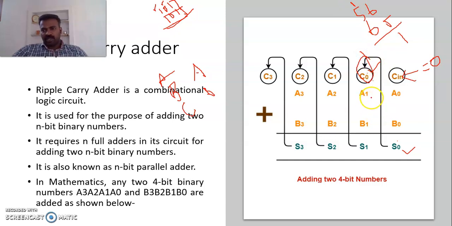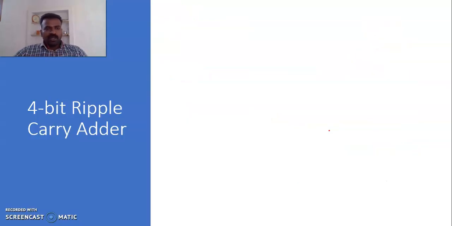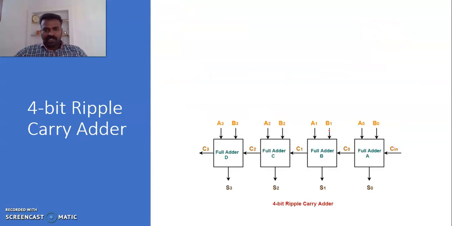Okay, same concept. Then add this A1, B1, S1 sum will come, carry C1 will be forwarded. Then A2, B2, S2 will come and C2 will be forwarded. And A3, B3, S3 will come and C3 will be forwarded. This is the way we are going to add in ripple carry adder. Okay. And 4-bit ripple carry adder design we are going to discuss.